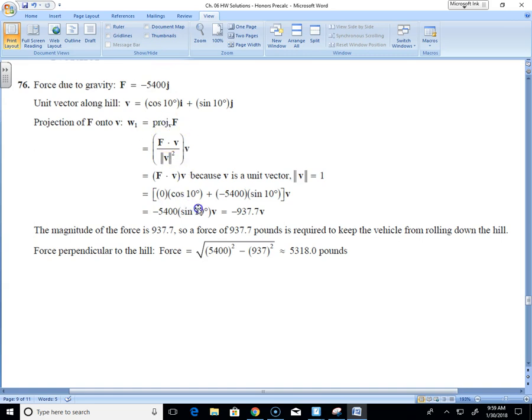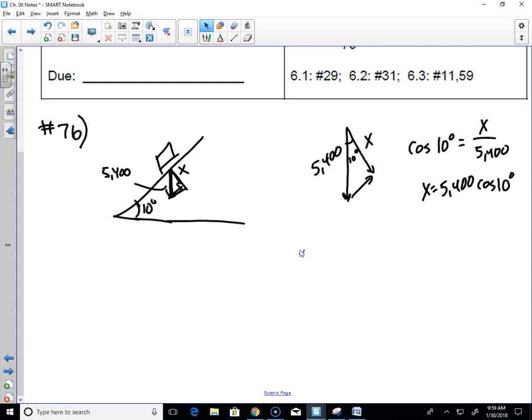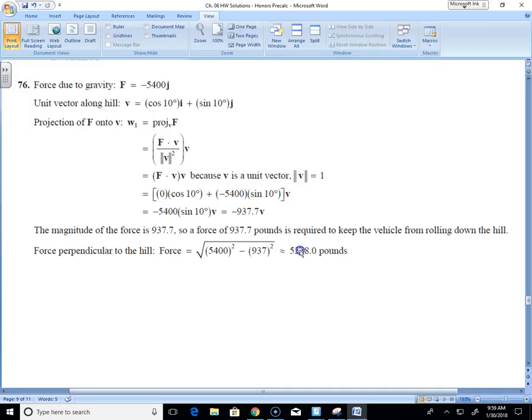Wait, did it ask for work? It said find the force required to keep the vehicle from rolling down the hill. Oh. So it didn't ask for the perpendicular? It asked for both. It says find force perpendicular to... Yeah, but then it also says the force that kept it from rolling down. Is that two different answers? Yeah, it should be two different answers because it's two different sides.